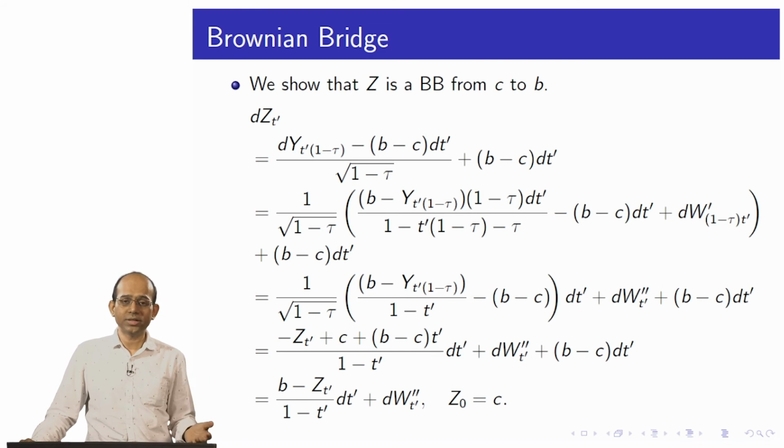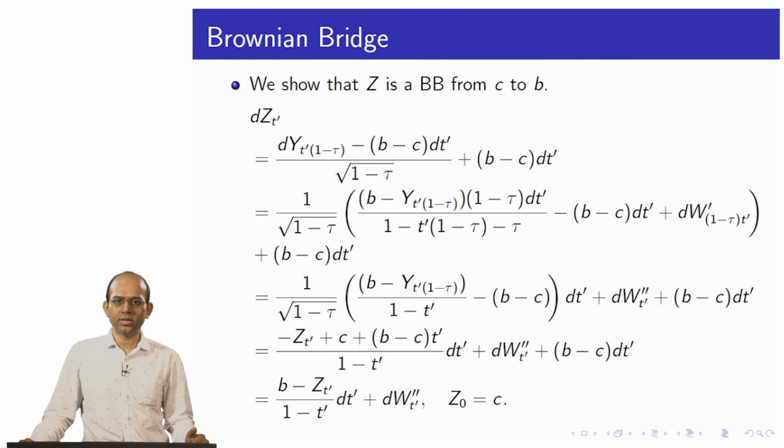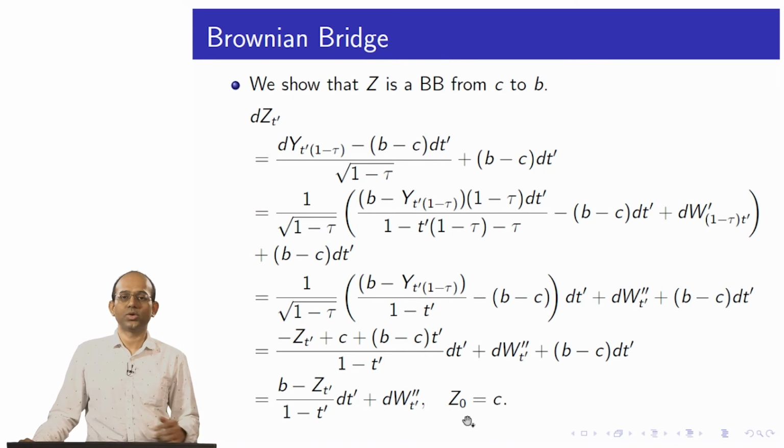After the definition we derived a characterization of the Brownian bridge using a stochastic differential equation. What we have seen is that if some process satisfies this equation, then we say that this is a Brownian bridge. The continuous solution of this equation would be the Brownian bridge, the bridge from C to B.